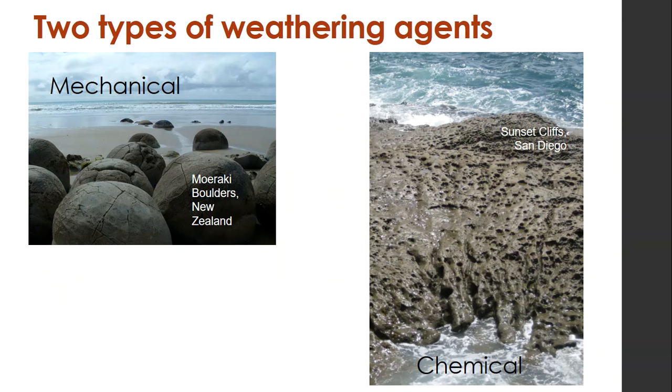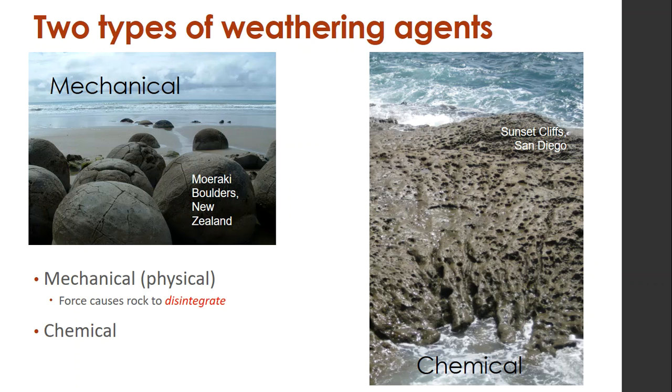So there are 2 types of weathering agents, which I'll go through in more detail, but the first one is mechanical. And that is a physical type of weathering. We can see here these boulders in New Zealand. They're very round. They have been rolled around by the water, banged up next to each other, and weathered that way. So some type of force causes the rock to disintegrate.